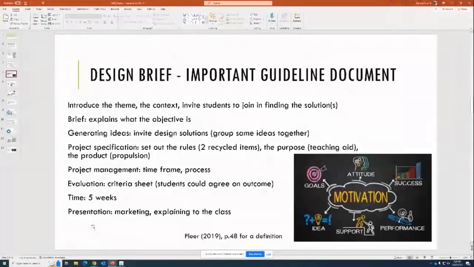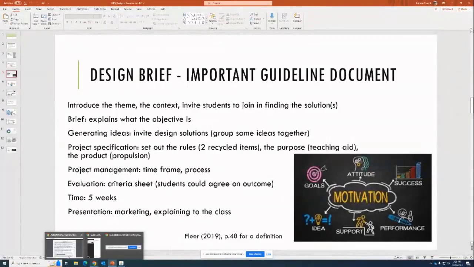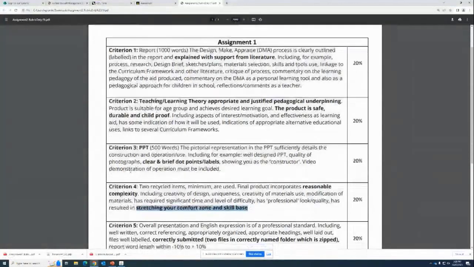Generating ideas, invite design solutions, group some same ideas together. So you can say from the top of your head, and we're going to do that next, what do you think are the solutions or the possibilities, right? And then you have your project specification, which sets out the rules for your assignment, task 2: you can only use recycled items. And then the purpose, it's a teaching aid. And then the product proportion.